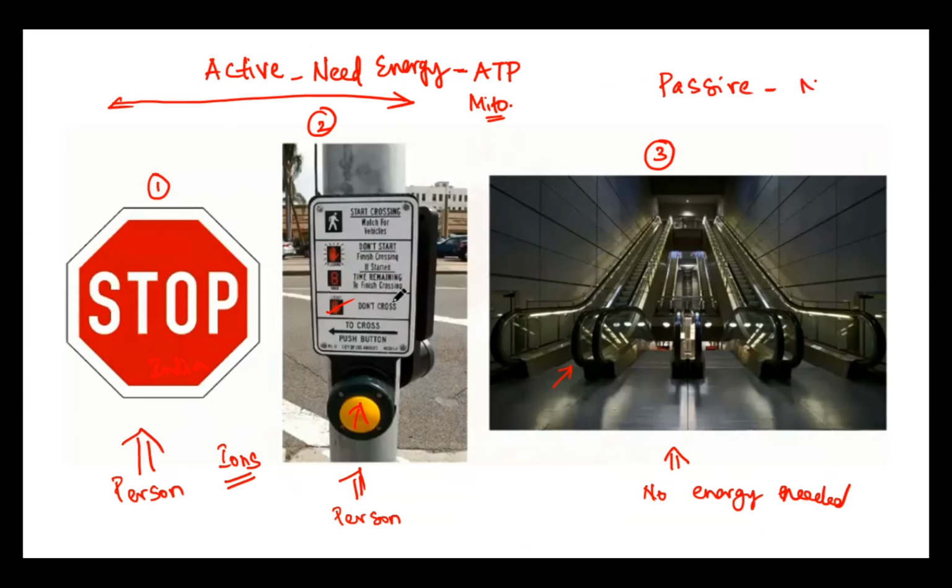No energy needed. You simply go and stand. Your accelerator will take care of you, and it can carry you to a different location. Just stand on the accelerator, it moves. No need to spend energy. It doesn't require the cell to spend any energy to transport. So in our cell, we have two different types of transport: active transport and passive transport. Fine. We'll discuss each one of them.